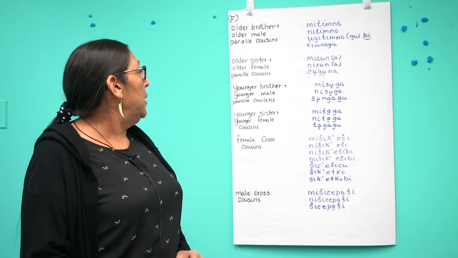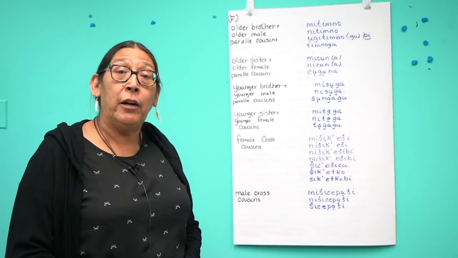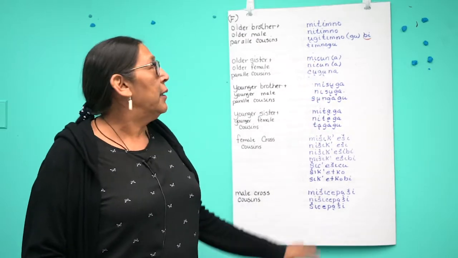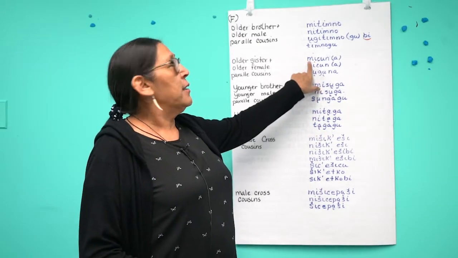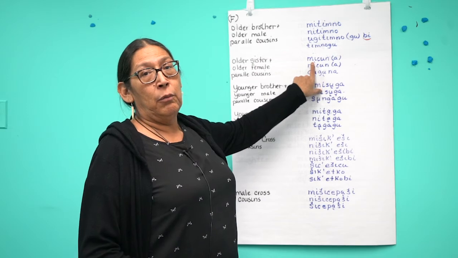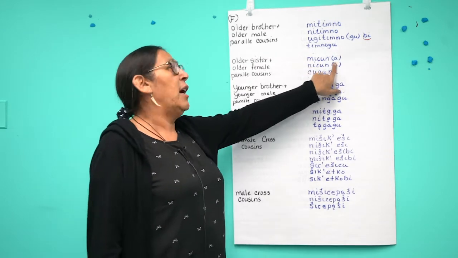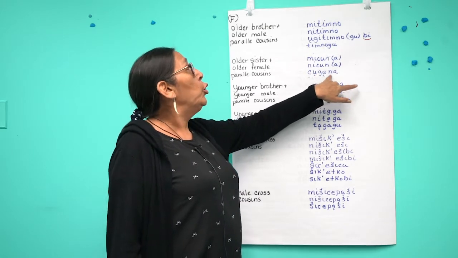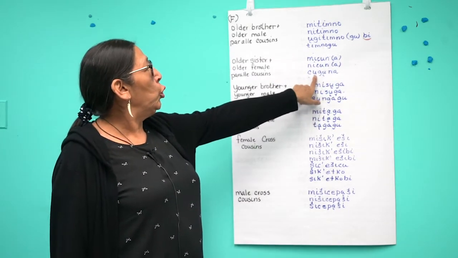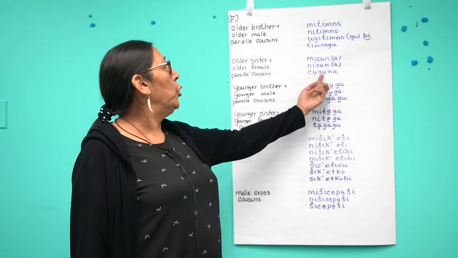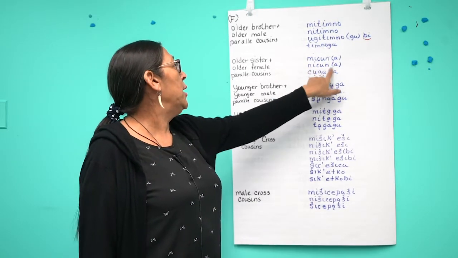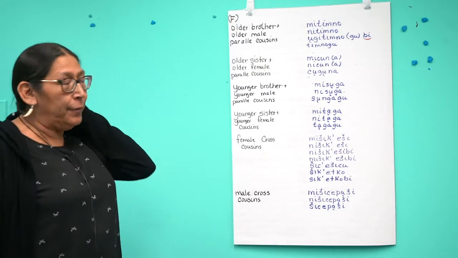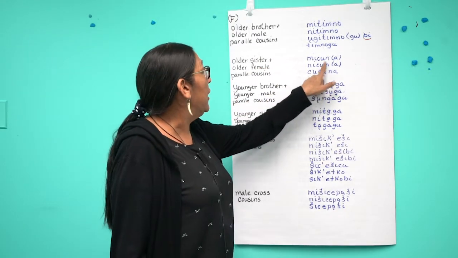Our older sister and our older female parallel cousins. Michuna. Fluent speakers would say Michun. I'm not a fluent speaker, so I always add the A on it, Michuna. Nichuna, Chunguna. Older sister. Nasalized A. Yeah, they're all nasalized. All your N's are nasalized.